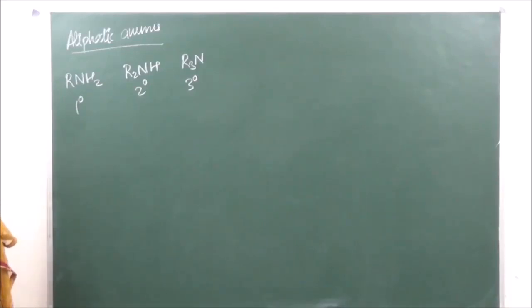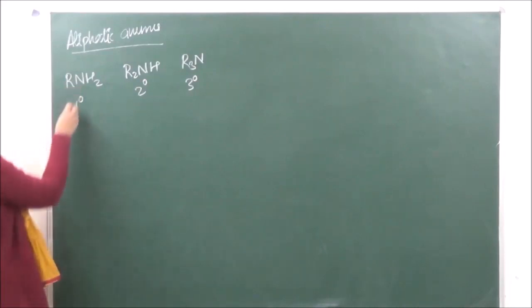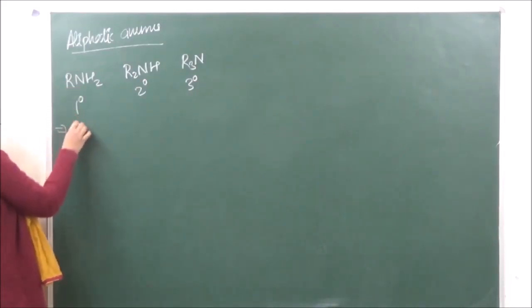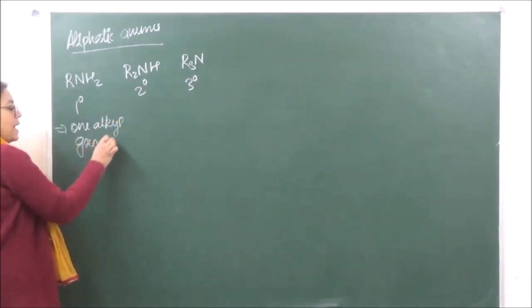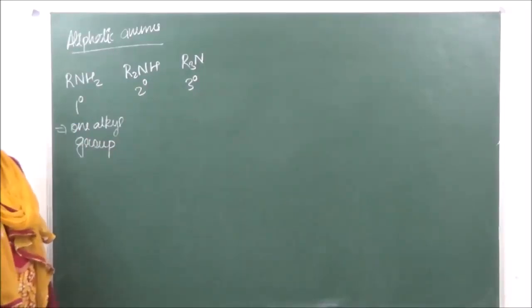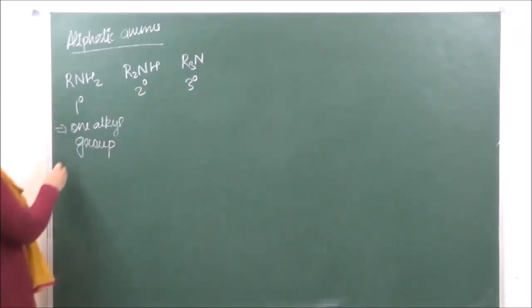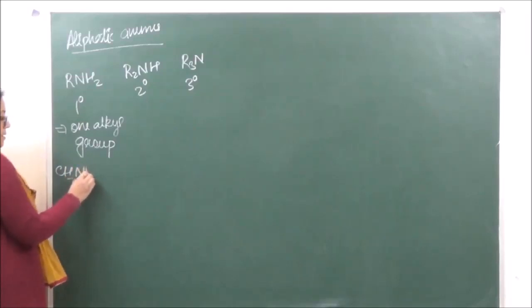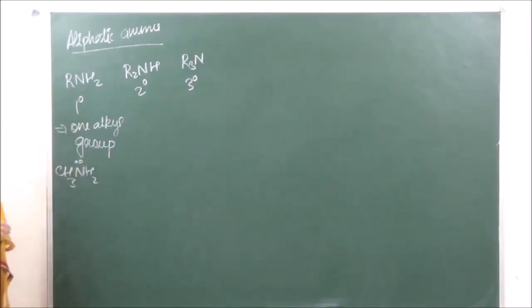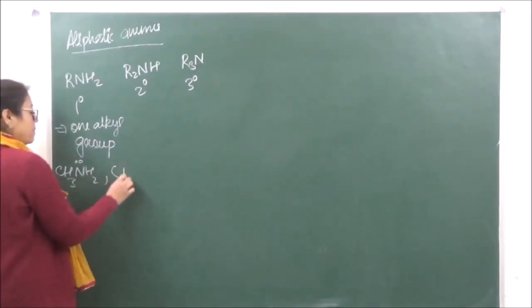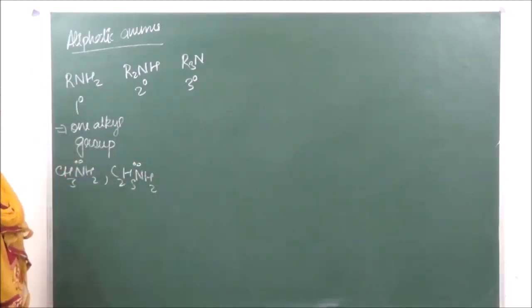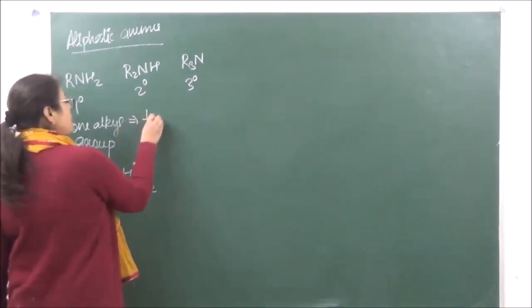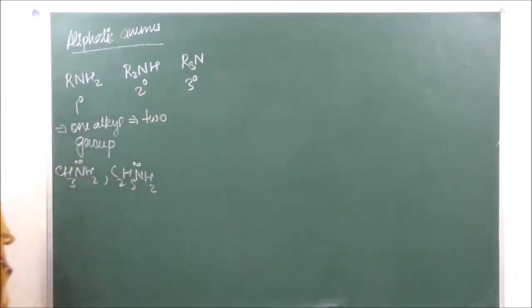So let's classify. We've already done it. The first one is the primary amine. The primary amine, as I have written over here, has only one alkyl group attached to the nitrogen atom. Okay? Examples we can take are methylamine, or ethylamine and so on. Now in case of secondary amine, it has two alkyl groups attached to nitrogen.